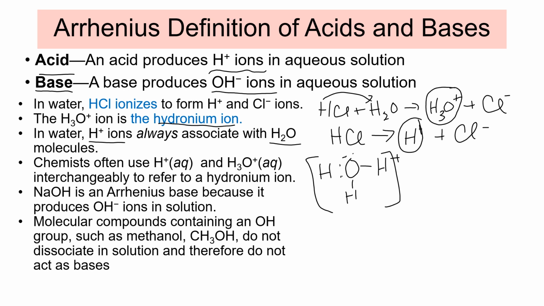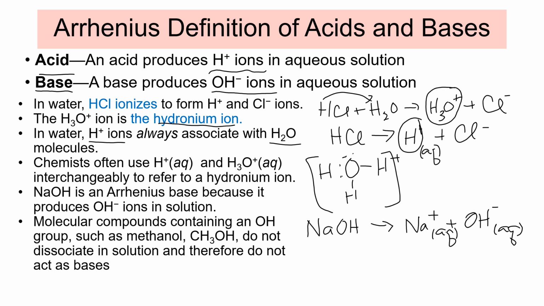Now a base gives you OH-. So, for example, sodium hydroxide can give you Na+ and OH-. And so these are all aqueous, and that's what makes it a base. These are also aqueous here, as all ions here are aqueous. So that's the definition of an Arrhenius acid and base. The acid gives you H+, the base gives you OH-.